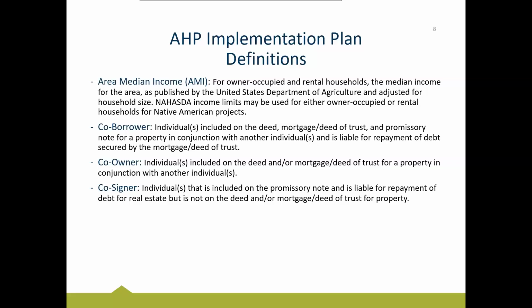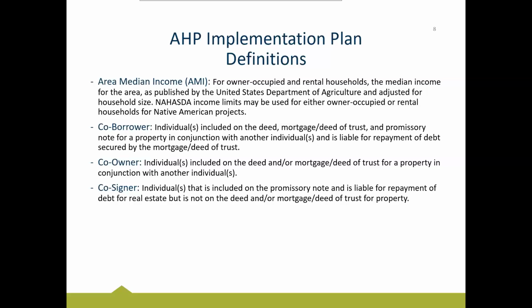The other definitions on here are for co-borrower, co-owner, and co-signer. So this is big when we're dealing with that non-occupying co-borrowers and co-owners rule. We do not allow non-occupying co-borrowers and co-owners, but we do know that our definitions may differ from some lenders.